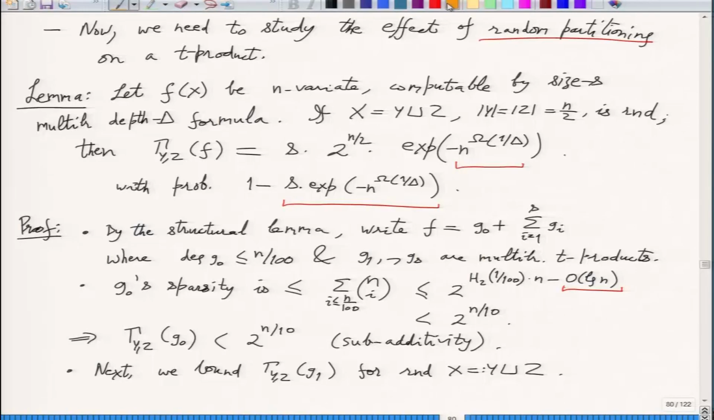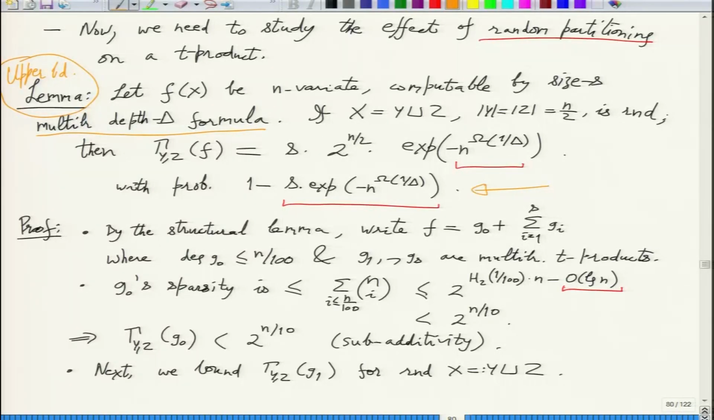Okay, so last time we were in the middle of this lemma, this upper bound lemma. This is to do with multilinear constant depth circuits or formulas. What it is saying is, if you randomly partition your variable set into equal parts y and z, then the measure is small with high probability, where the probability is this.